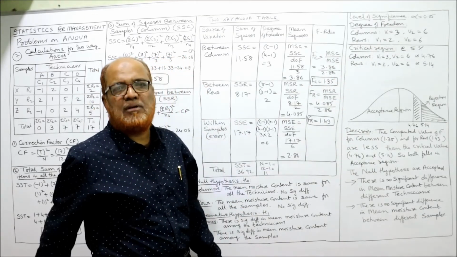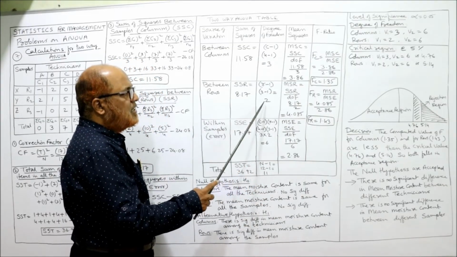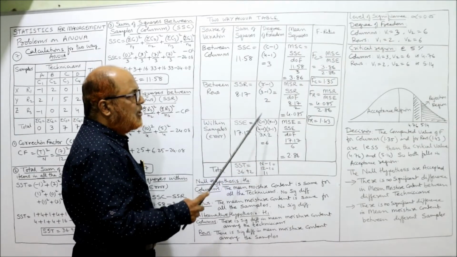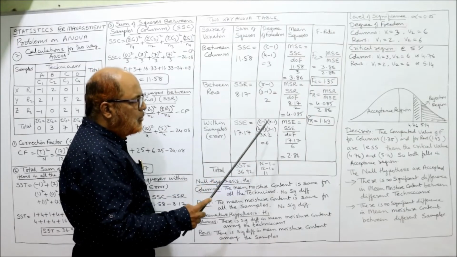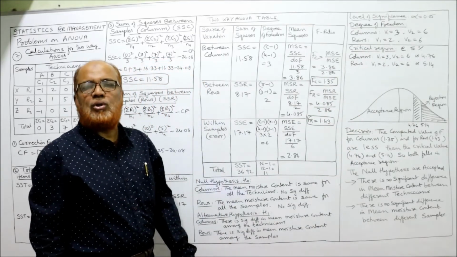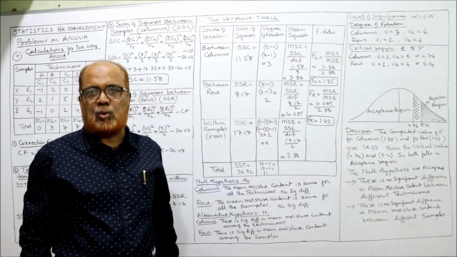That is for columns. For rows, this is the rule. For MSR, what is the degrees of freedom? 2. For MSE, what is the degrees of freedom? 6. So V1 is equal to 2, V2 is equal to 6 for rows. So we have two different degrees of freedom for columns and rows.